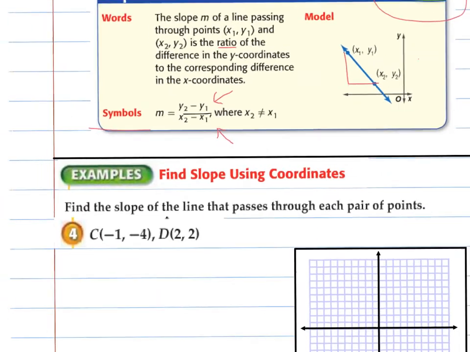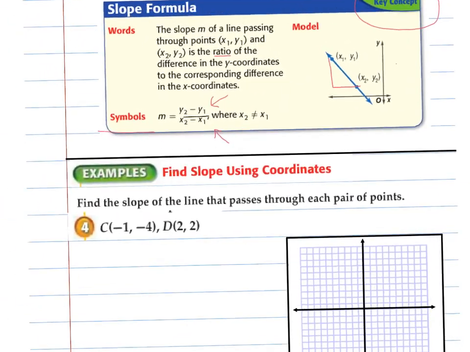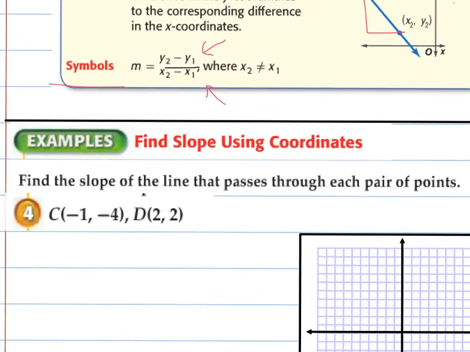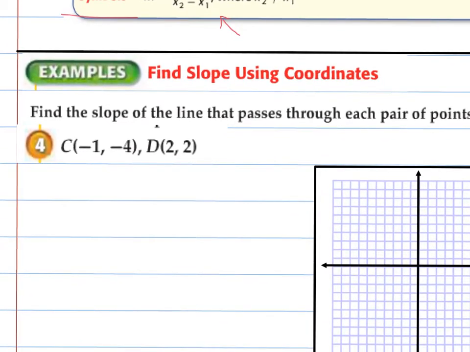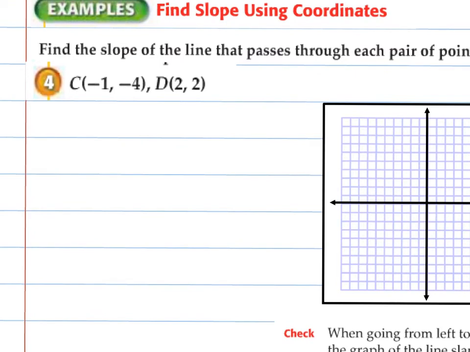So finding the slope using coordinates, and you need to get really used to this. You use it in 8th grade a lot and going forward. So we're going to find the slope of a line that passes through each point. What I like to do is I always label. So this is my first x, first y, second x, second y. Always label them so you make sure you put them in correctly.